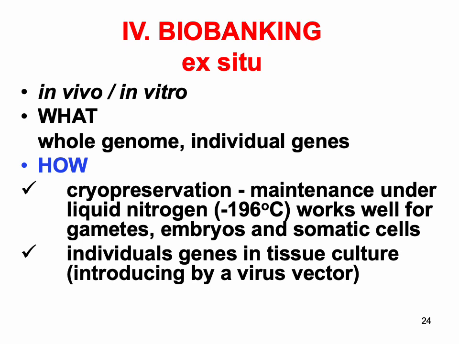By mostly cryopreservation, maintenance under liquid nitrogen at −196 degrees Celsius. It works well for gametes, embryos, and somatic cells. A very good example is the artificial insemination history in the case of dairy cattle. But you can preserve individual genes in tissue culture, introduced by a virus vector.